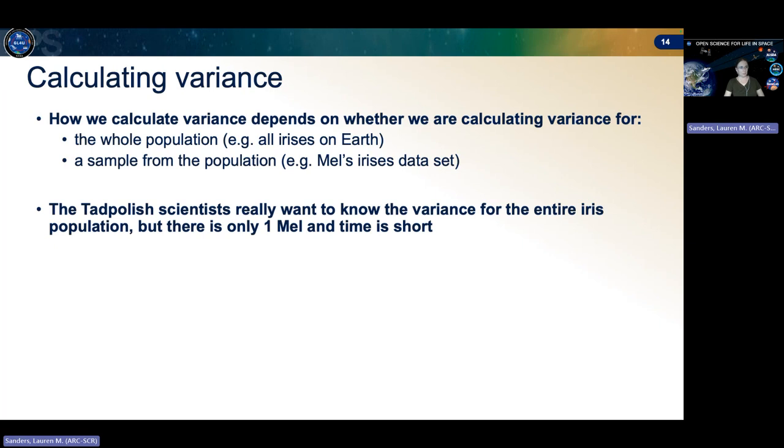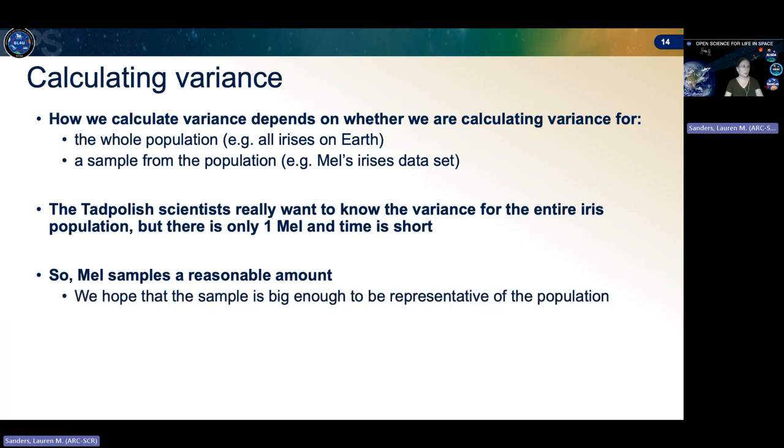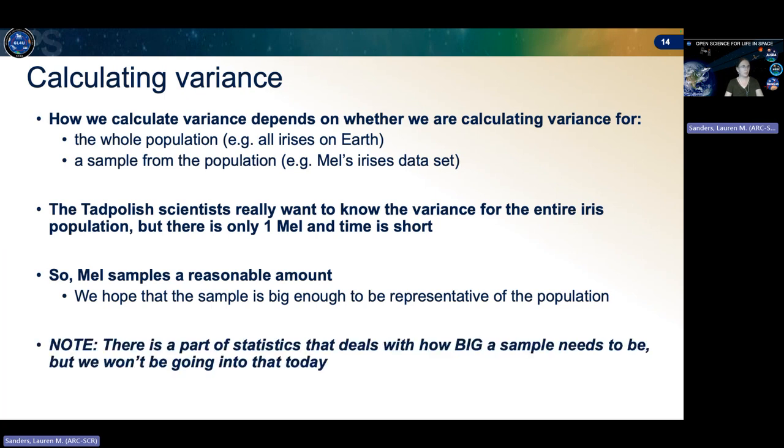Now, the tadpole scientists want to know the variance for the entire iris population, just like biologists want to know everything about whatever organism or species it is that they're studying. But because in this case there's only one Mel and time is short, or in other cases you often can't sample the entire population of whatever it is that you're studying, we and Mel tend to sample what we call a reasonable amount. And then we hope that that sample is big enough to be representative of the entire population. There is a part of statistics that deals with how big a sample needs to be in order to be representative of the population, but we're not going to be going into that today.